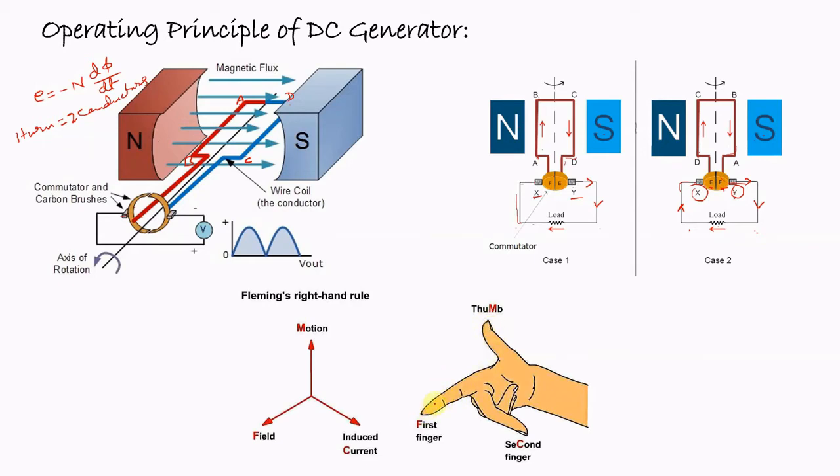The first finger indicates the direction of the magnetic field. The middle finger, the second finger, indicates the direction of the current, or the induced current. So the current direction can be identified by using this Fleming's right-hand rule.